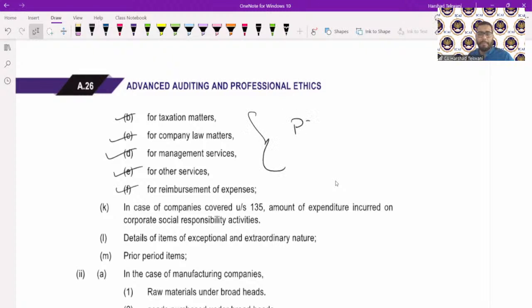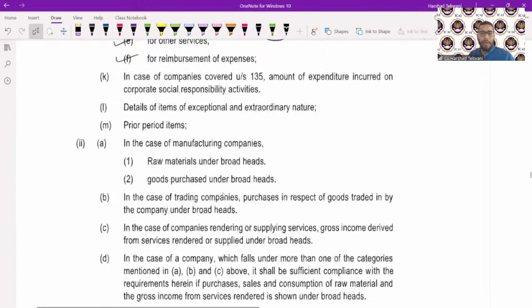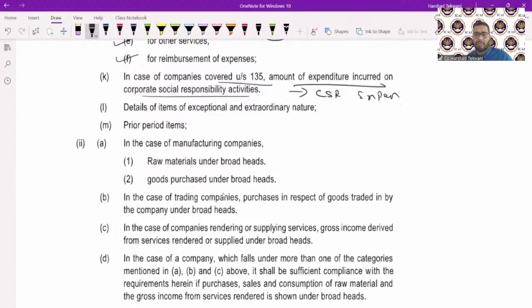These are the payment to auditor bifurcation in P&L. In case of a company covered under section 135, the amount of expenditure incurred on CSR activities. So CSR expenditure. Details of exceptional and extraordinary nature items, prior period items.